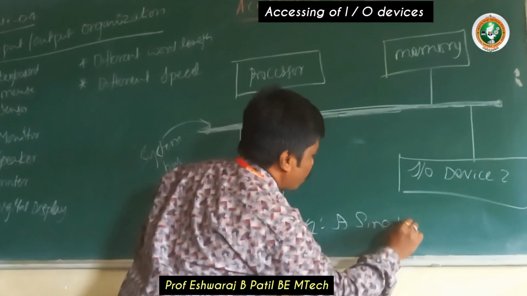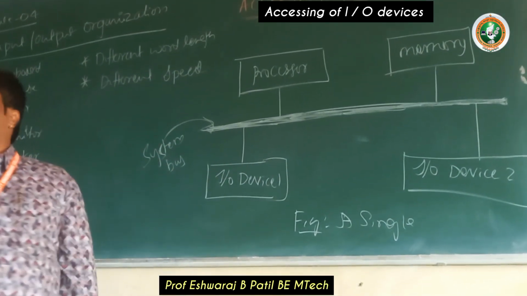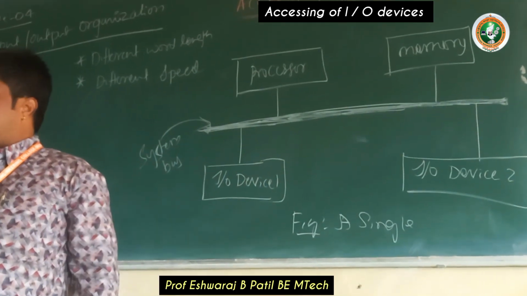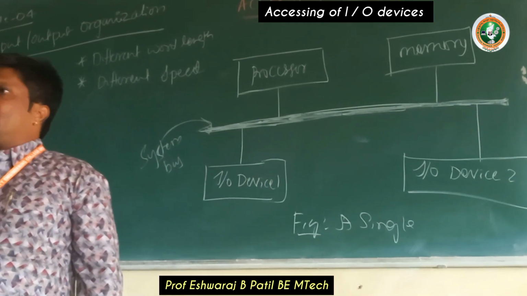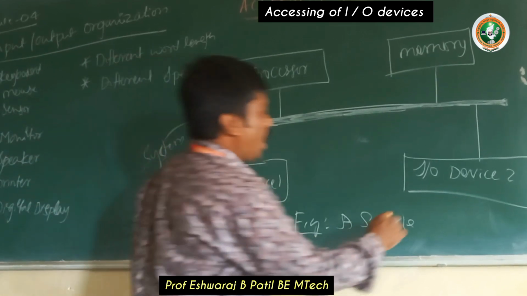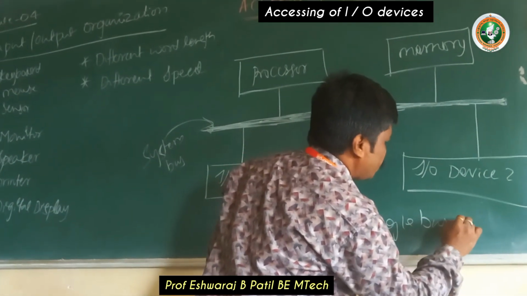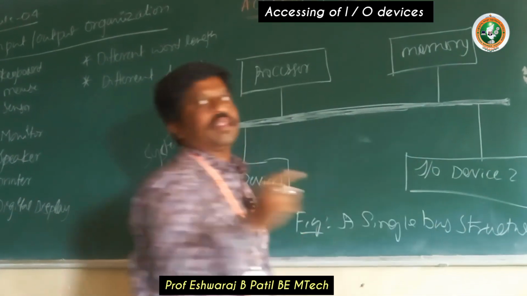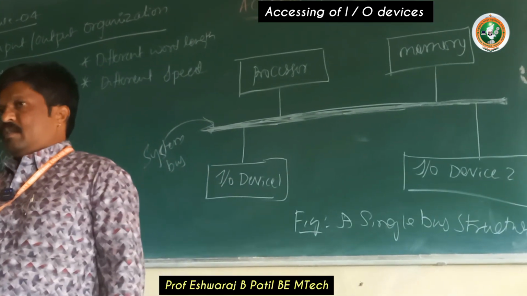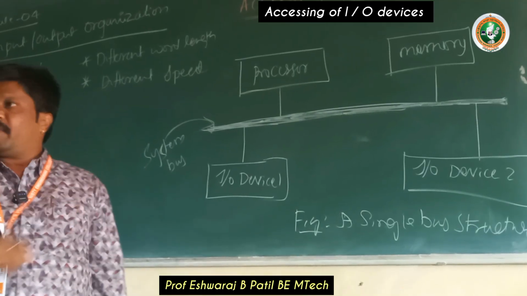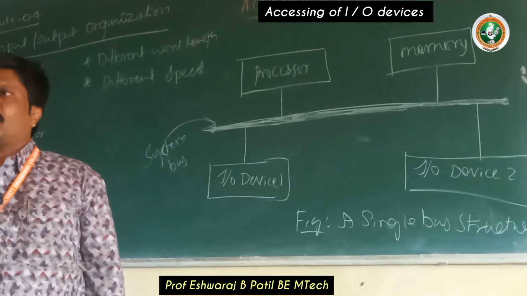Don't get confused. In each and every module we have a single bus structure. We have even seen the single bus structure in the third module also, but that is different. That is for a different purpose. This is the single bus structure only for the IO devices. The same concept is used, but depending on the context we have different figures for the single bus structure.